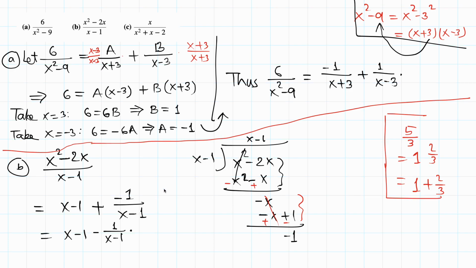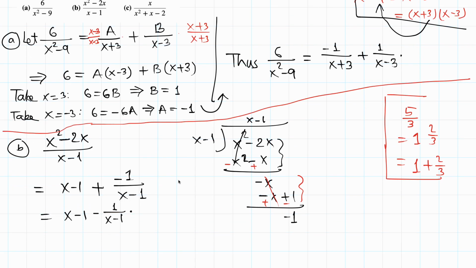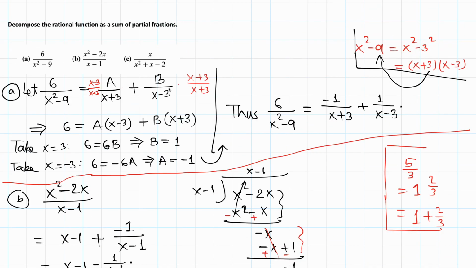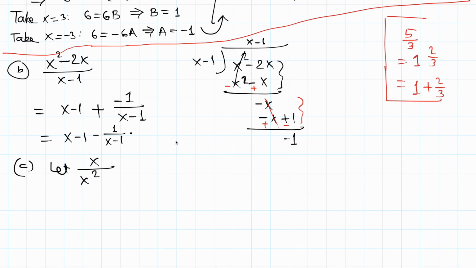Okay. Now the third is x over x squared plus x minus 2. So we let x over x squared plus x minus 2 be equal to... because the bottom is a degree 2 polynomial, so x squared plus x minus 2. I'm assuming it factors, okay? It might not, it does not have to, but this question is designed so it factors.